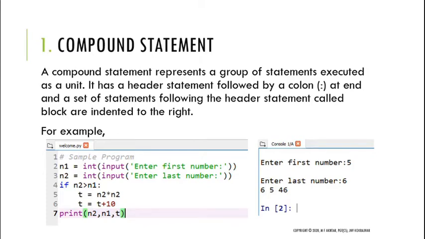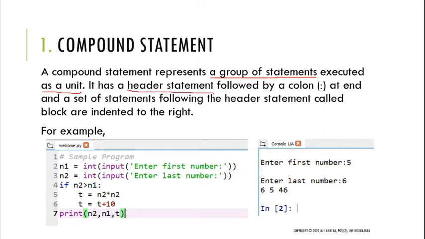Compound statement. A compound statement represents a group of statements executed as a unit. It has a header statement followed by a colon at the end, and a set of statements following the header statement, called a block, are indented to the right. A set of statements is known as a compound statement, and it is executed as a unit. It means all the statements in that group are executed one by one, but at a time.